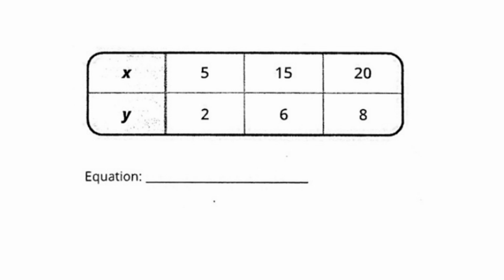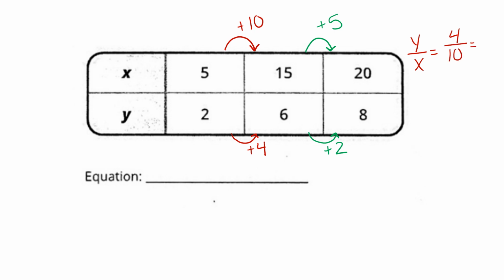Number 4, we go ahead and solve our table. 5 plus 10 would give us 15, and 2 plus 4 gives us 6. We do have a changing pattern. 15 plus 5 gives us 20, and 6 plus 2 gives us 8. So we're going to have two different fractions here. Setting them up in order, y over x, our y value is a positive 4. Our x value is a positive 10. 4 divided by 10 simplifies; more commonly as a fraction, it would be 2/5.